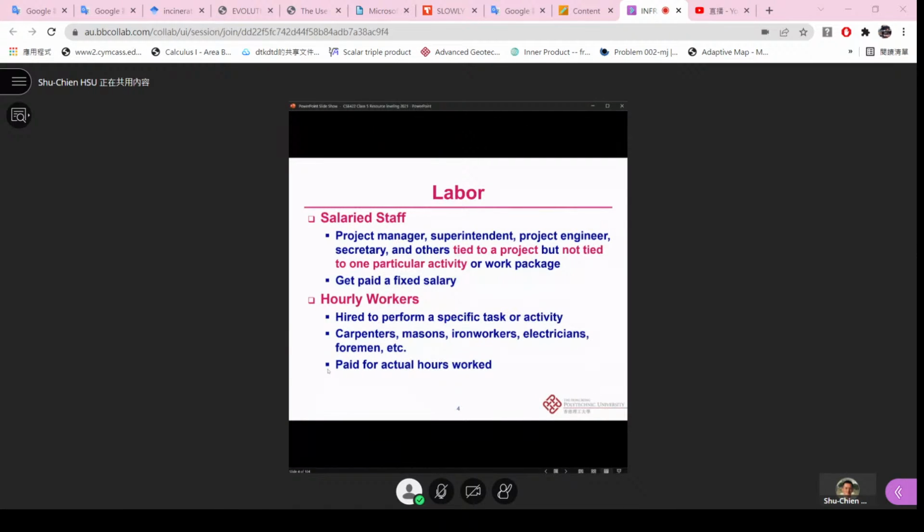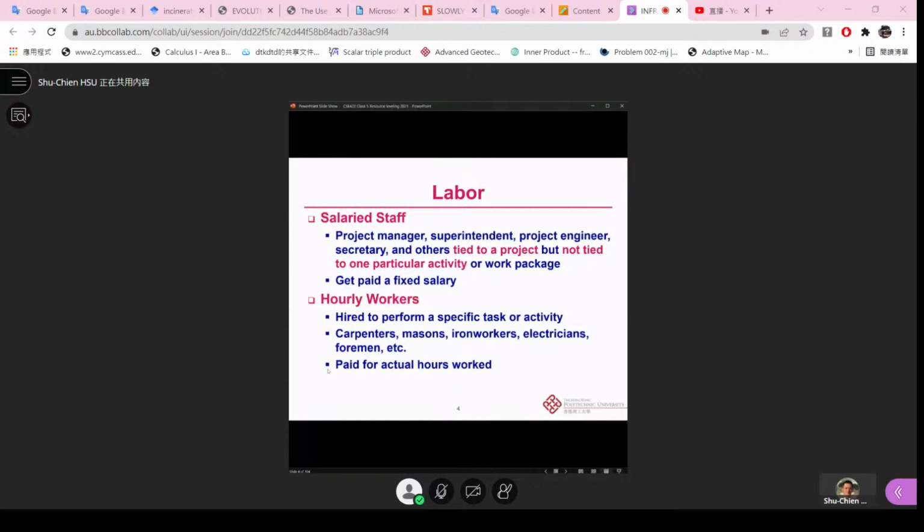But we also need lots of hourly workers. Remember that I also mentioned this in our group projects, that for a company, they also need these kinds of hourly workers, like the manpower to perform the specific task or activity. So they can be carpenters, masons, iron workers, electricians, formers, etc., and they are paid for the actual hours worked.